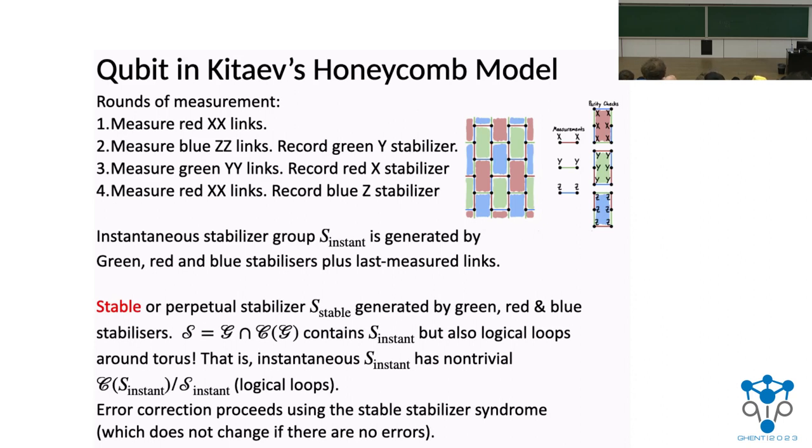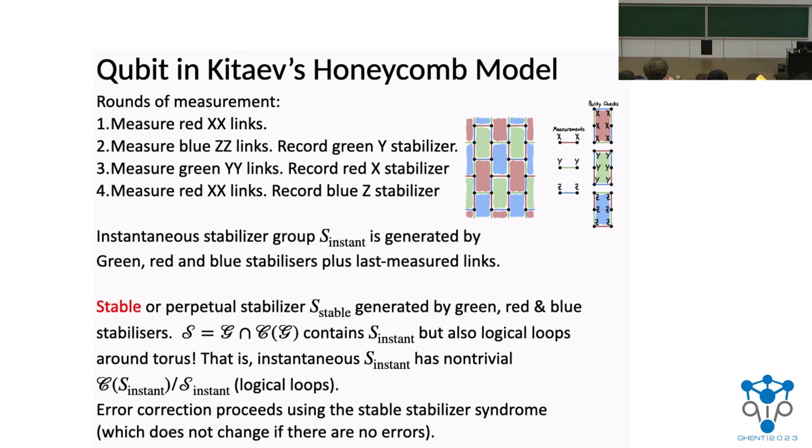Okay, so then came around Hastings and Haah, and then some follow-up work, and I think it's still ongoing, with what they call the Floquet code, or dynamical logical qubits. And so they said, okay, we first do rounds of measurements, and we have two stabilizer groups associated with it.